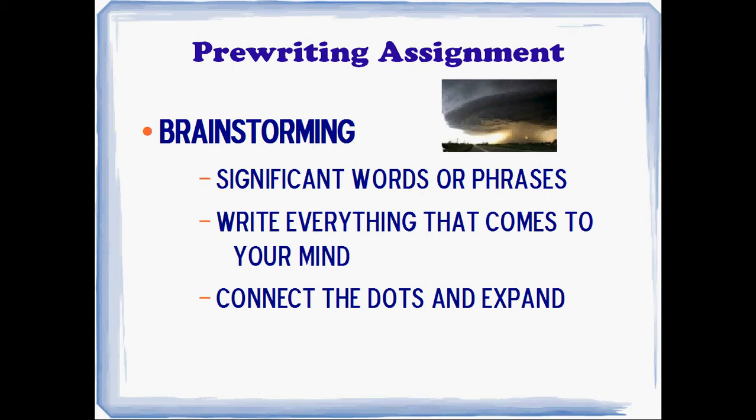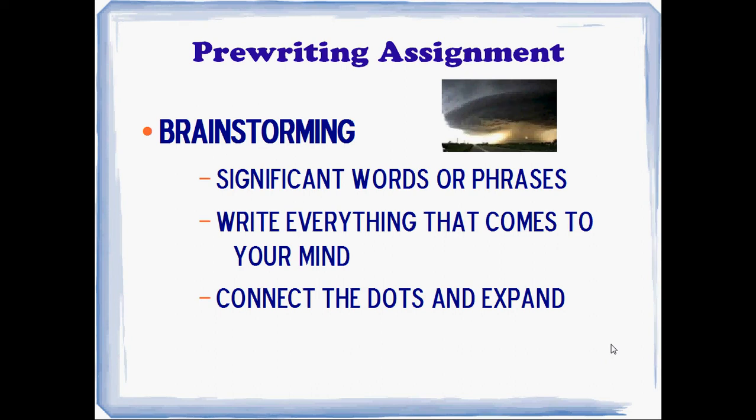Then under each one of those words or phrases that you've just written down, you write everything that comes to your mind, everything you know about those words or phrases. So then you should have columns set up in a way where all this information is written underneath these different subtopics. And then once you've written everything you can about the words or phrases associated with your topic, you connect the dots and expand that even further. So then you connect the dots on how you could organize this into a well thought out essay.